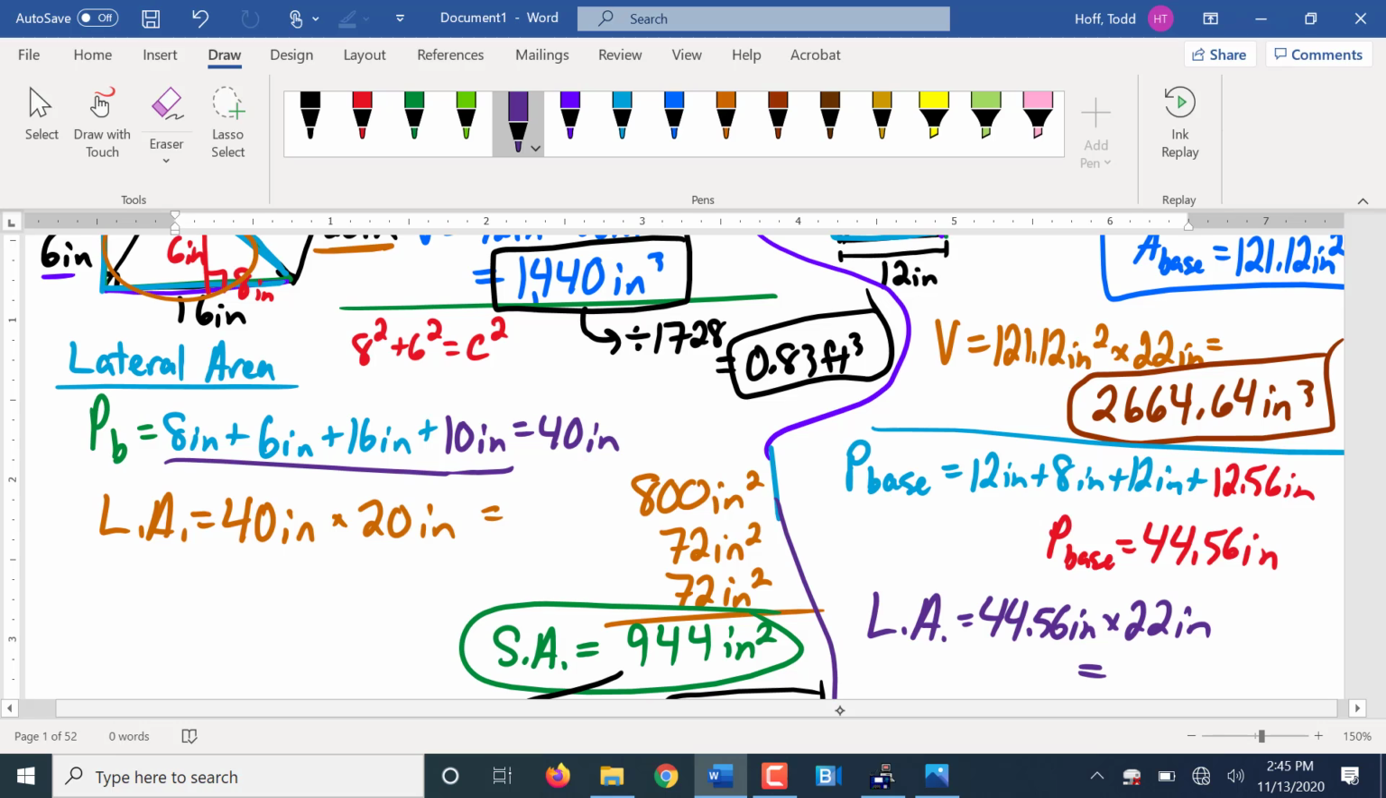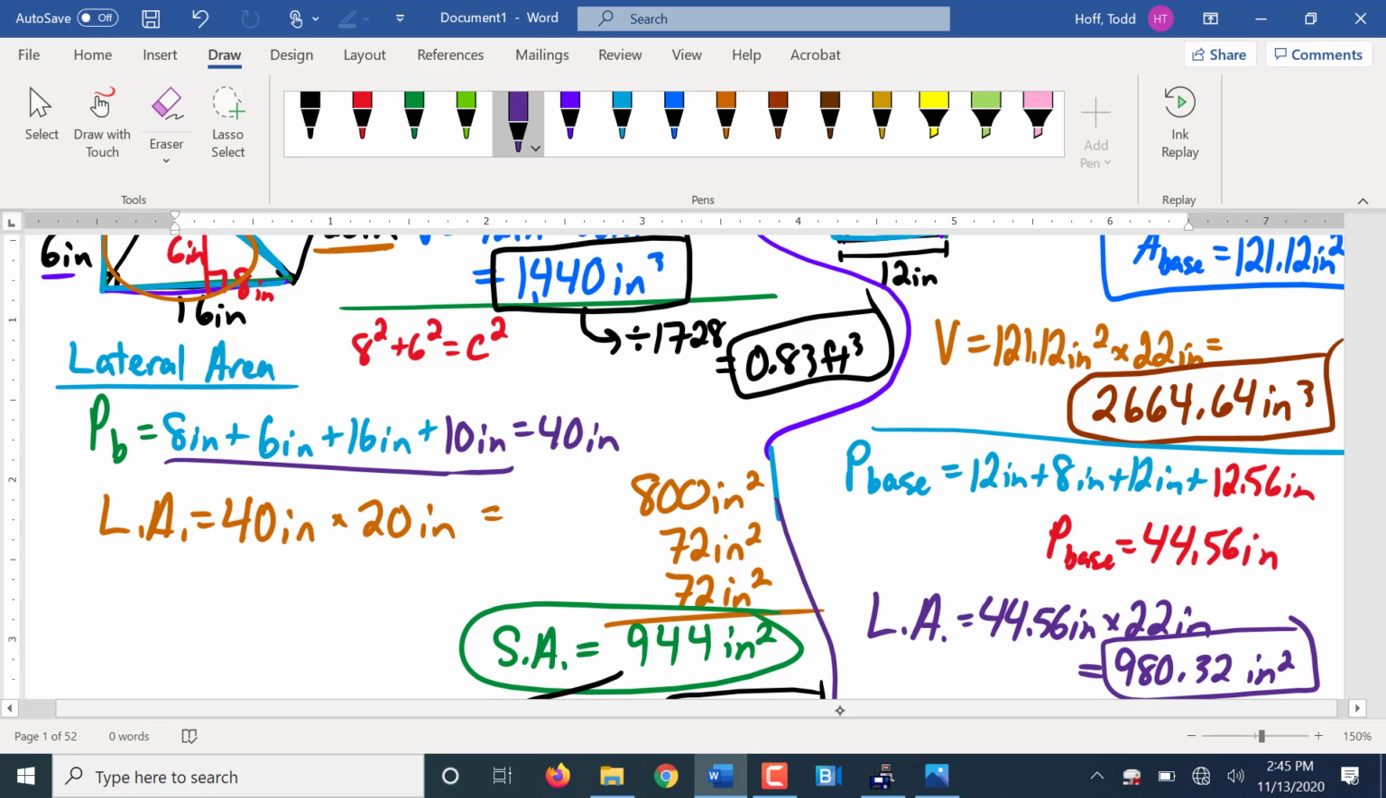So 44.56 times 22, what did that give us? 980.32 inches squared. So that's our lateral area.